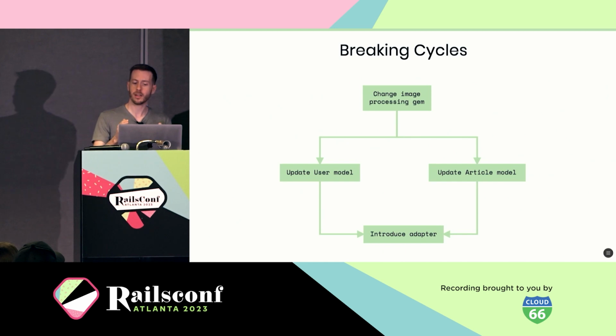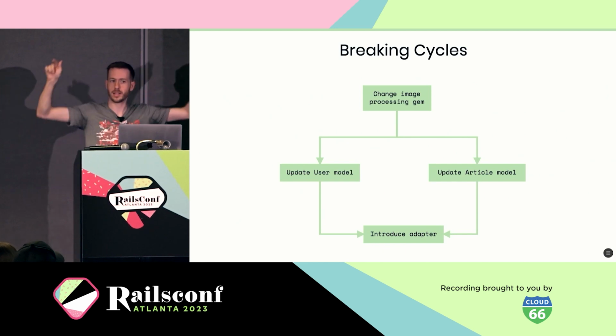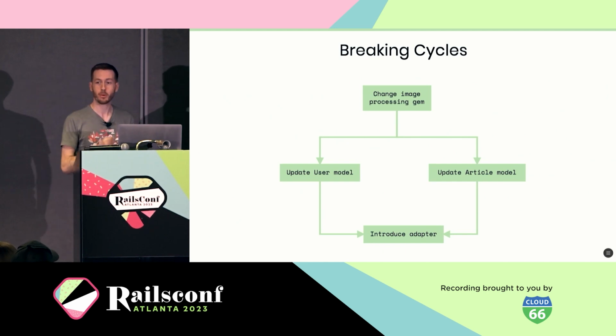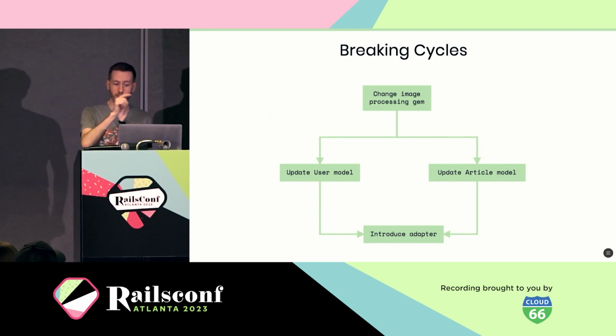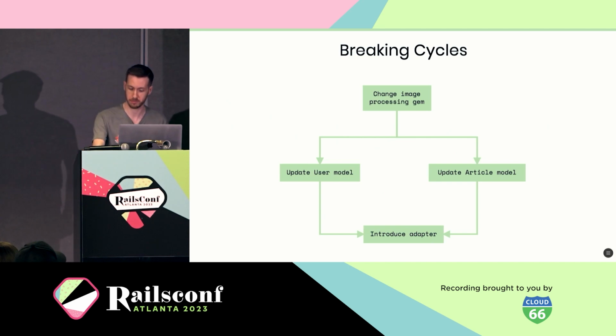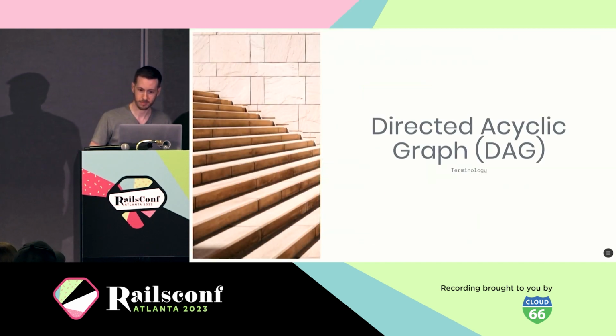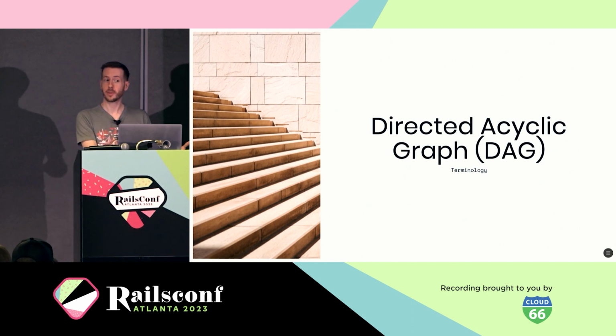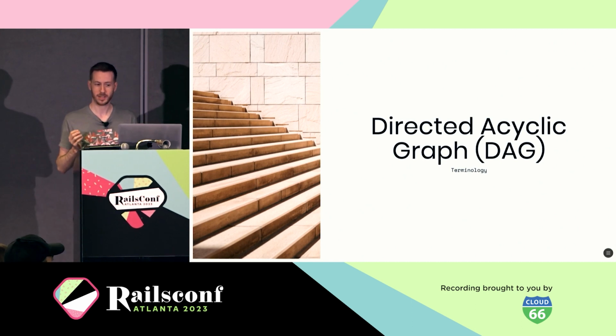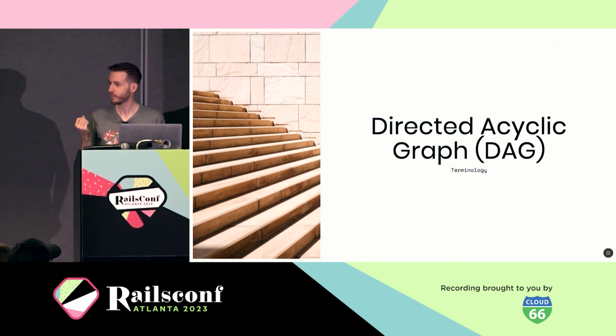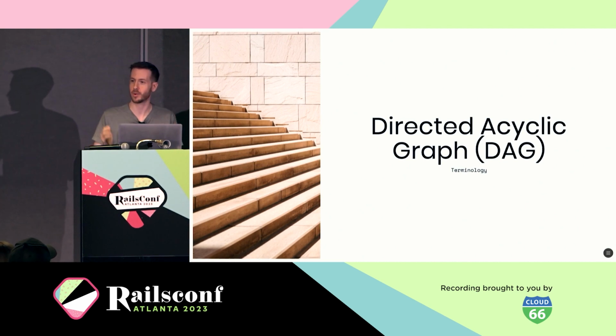Now you might think, isn't this still a cycle? I see a big square on here. But remember, what matters are the arrows. If you follow the arrows, once you reach that bottom one, introduce adapter, there are no arrows out. This is, in fact, a terminal node. The fancy term for this kind of graph that has no loops is called a directed acyclic graph. Again, not super relevant unless you want to Google this later.